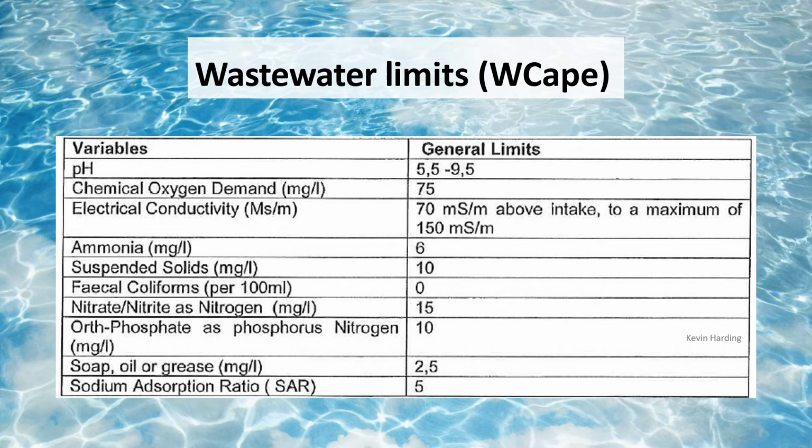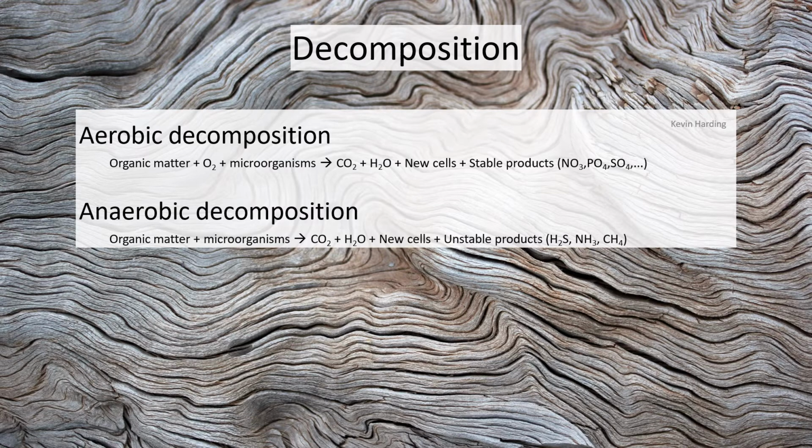So here is an example for the Western Cape. What are the general limits for wastewater? So in the Western Cape, and this is just the one that I've got up on the slide here, we can find ones for other areas of the country as well. There is a limit for pH, chemical oxygen demand, conductivity, ammonia, and various other things, which you need to abide by when you discharge wastewater.